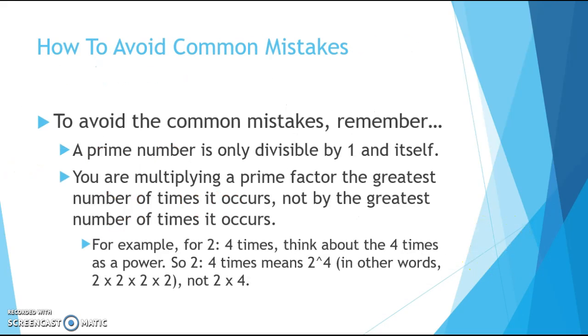Finally, I'm going to give you some tips to avoid common mistakes. To avoid the common mistakes, remember, a prime number is only divisible by 1 and itself. You are multiplying a prime factor the greatest number of times it occurs, not by the greatest number of times it occurs. For example, for 2, 4 times, think about the 4 times as a power. So 2, 4 times means 2 to the power of 4. In other words, 2 times 2 times 2 times 2, not 2 times 4.